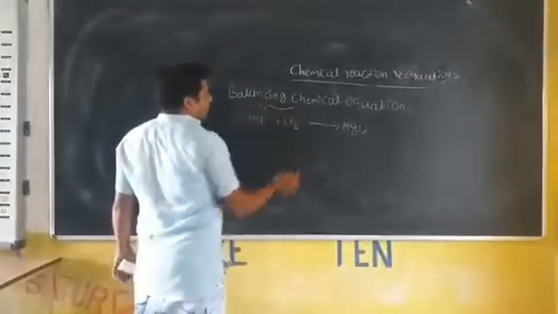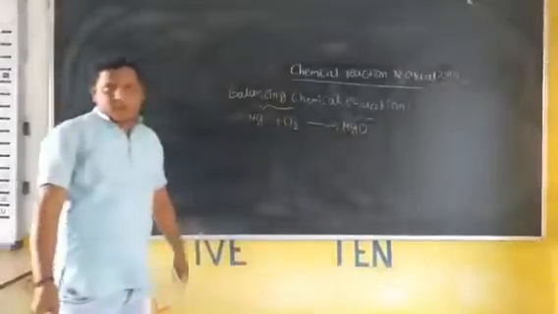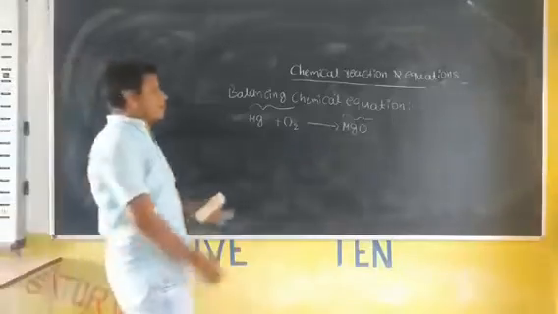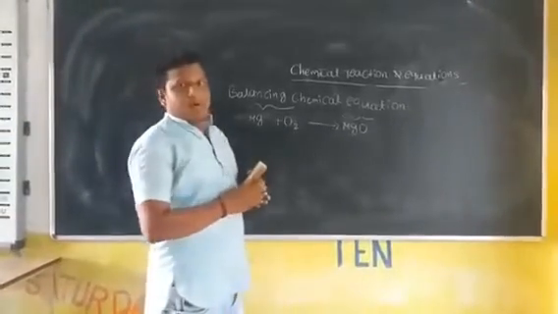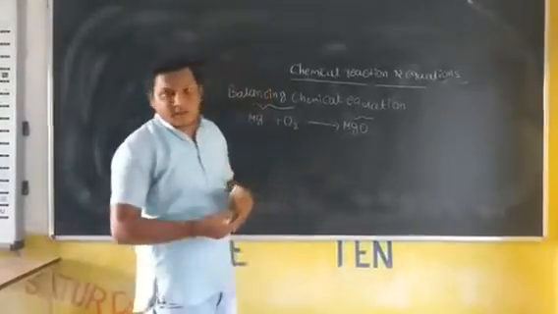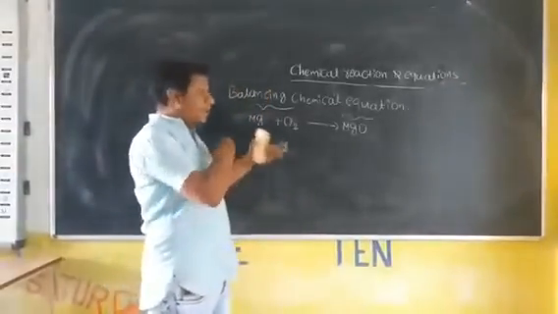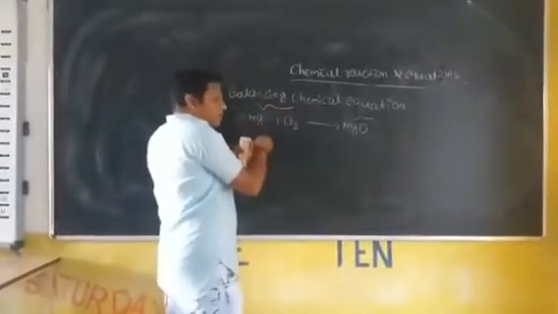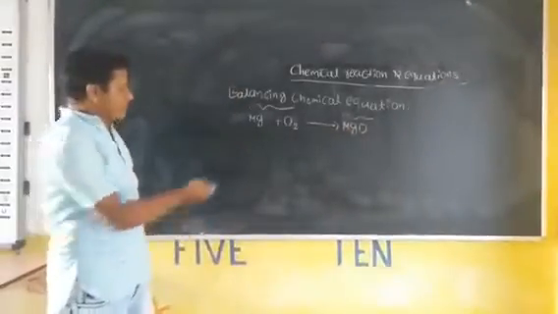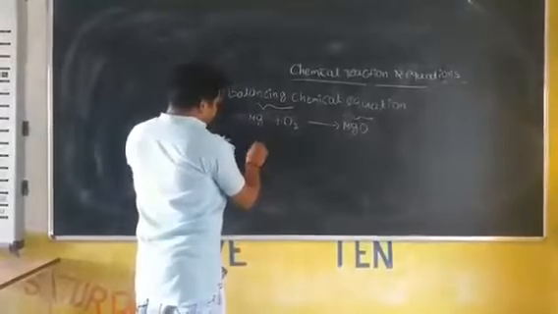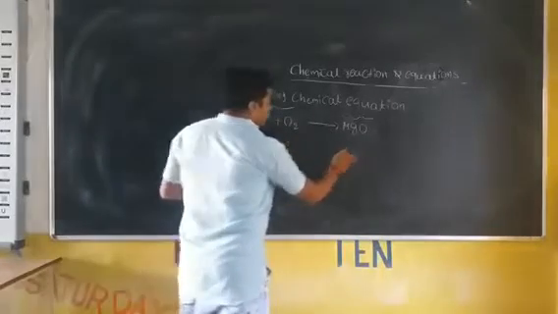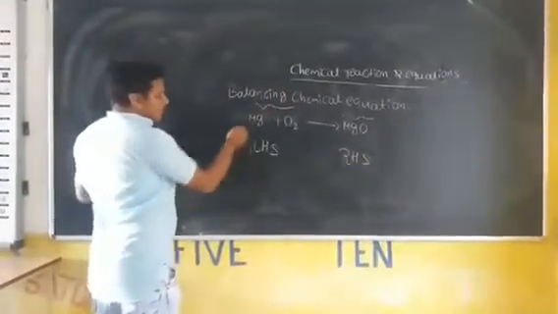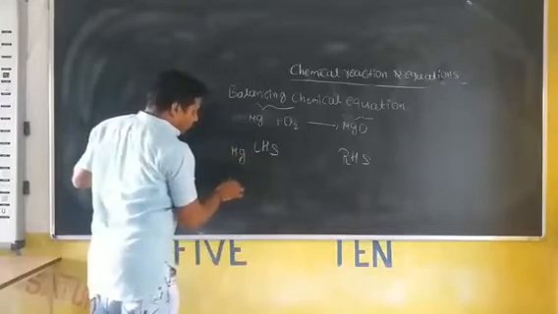Now, this one is the reactant side and this one is the product side. Okay, according to the balanced chemical equation, the number of atoms on the reactant side should be equal to the number on the product side. Just check this one. Take this one as LHS and this one as RHS. Okay. Now write what are the elements or atoms present on the reactant side. That is Mg and O.